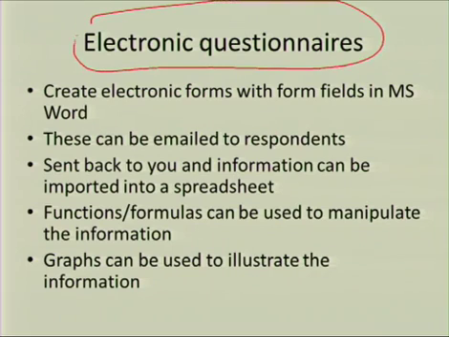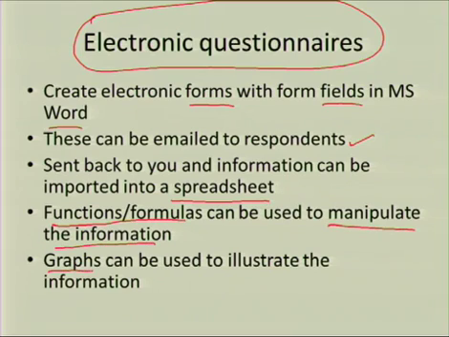So, to get some sort of digital information for a PAT project, you can create an electronic questionnaire. And this can be done in Word by using forms with fields. Then you email it to your respondents. They are going to send it back to you via email so that you can use it in a spreadsheet. And then once you've created your spreadsheet, you are going to use functions and formulas to manipulate the data. And you are going to use graphs to illustrate the information that you found.